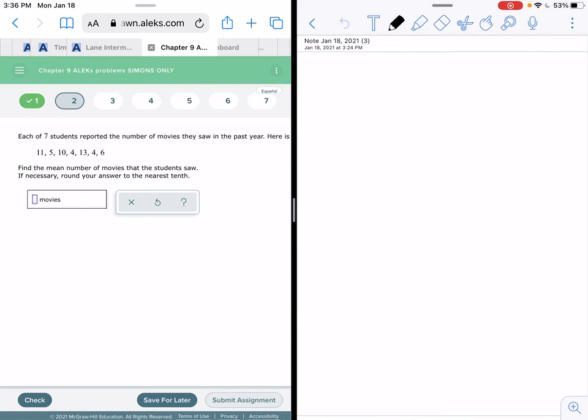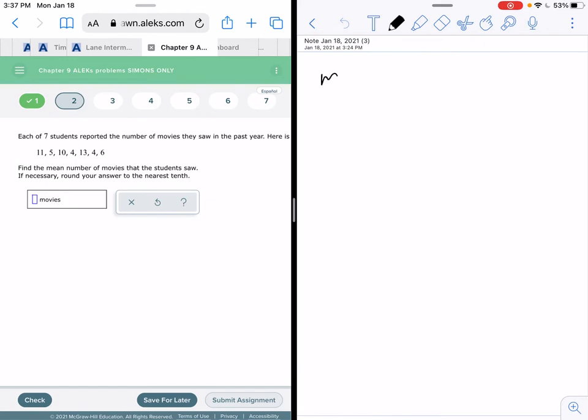So we've got 7 students. One said 11, one said 5 movies, one said 10 movies, one said 4, one said 13, another one said 4, and one said 6. And when they say find the mean number of movies that the students saw, basically they're just asking you to find the average number of movies that people watch. That's all mean means. Mean means average.